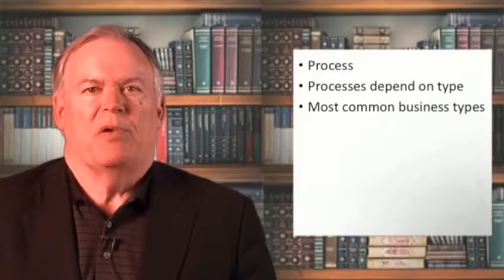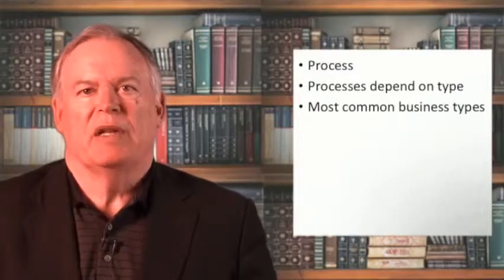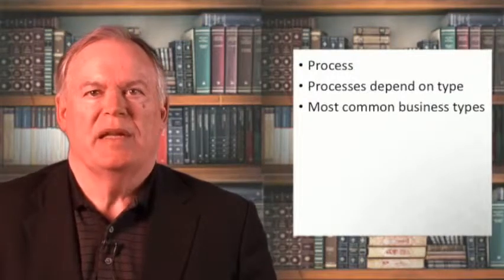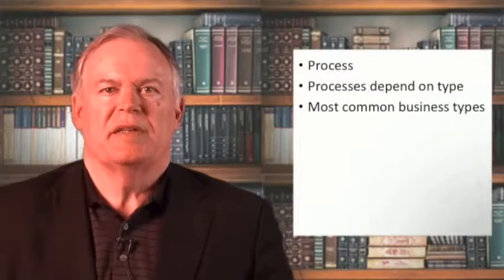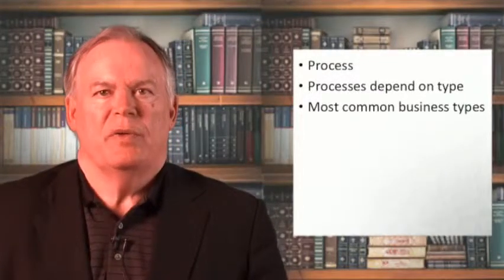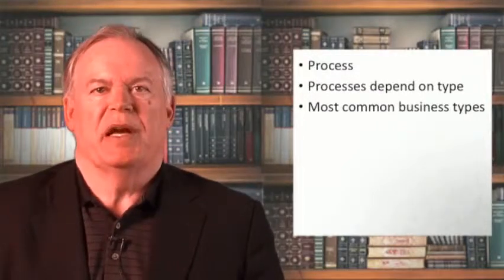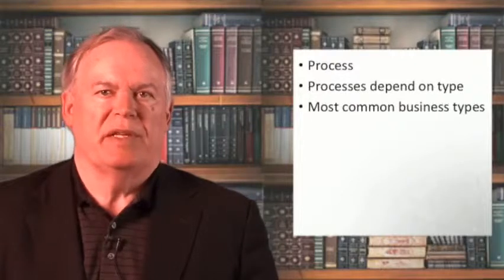So let's talk about process. The next way that merchants are sorted by type relates to the processes they use in their business and the data they collect. Here's a list of some of the basic business types. Retail. Retail is a store that sells merchandise. Restaurant. A restaurant operates differently from a retail store.